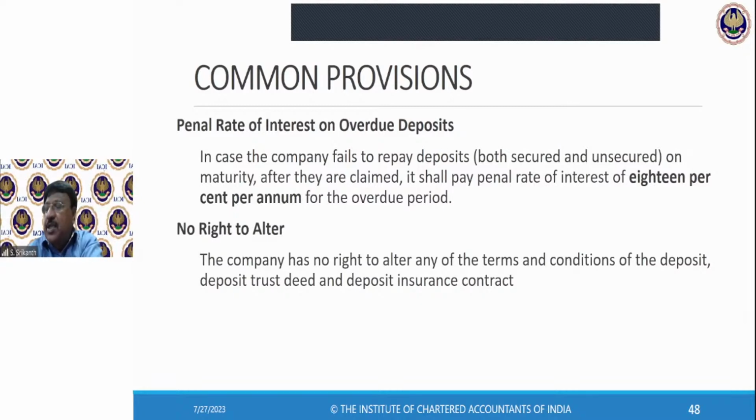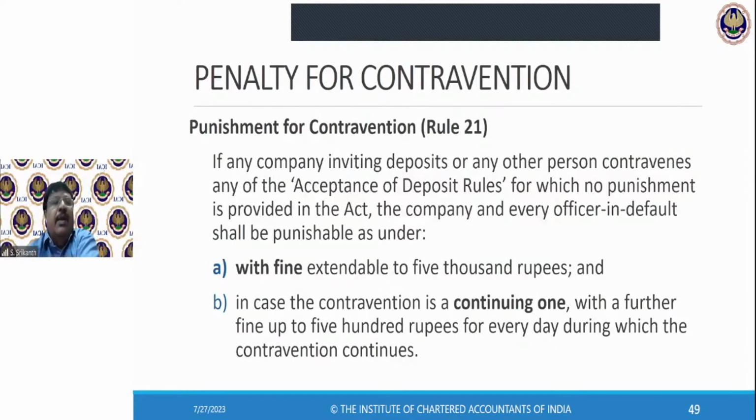The company has no right to alter any of the terms and conditions of the deposit trust deed and deposit insurance contract. Whatever is published is mandatory. You have to abide by it. In case there is any contravention of any of these rules for which there is no punishment, then those cases will be punishable with a fine up to 5,000 rupees. For continuing offences, a further fine up to 500 rupees for every day during which the contravention continues.